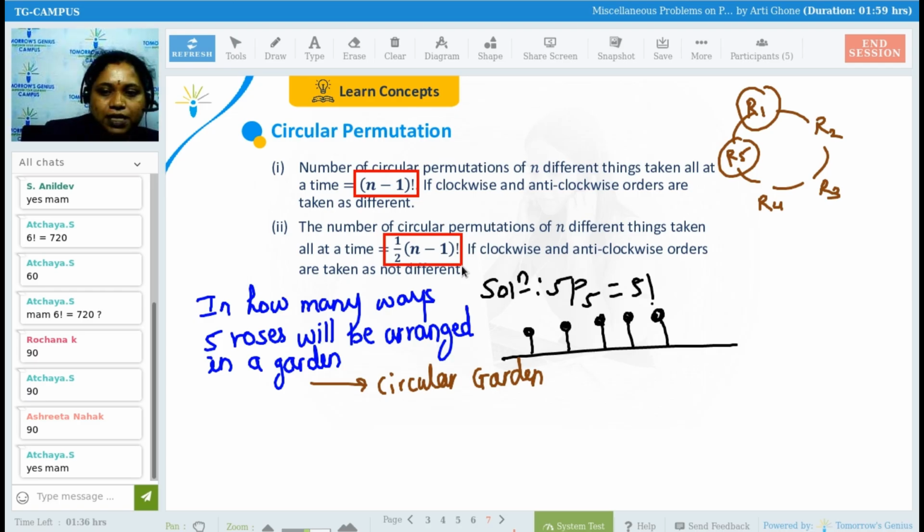No. So the answer will be simply (n minus 1) factorial divided by 2. That means it is 4 factorial divided by 2. Got it or not? But if this is a case of 5 friends, this is a circular garden and for the roses, no clockwise or anti-clockwise direction is affecting the arrangements. That's why it is 4 factorial divided by 2. Clear? So likewise you need to identify the patterns in the question. Is there an effect of the direction or not?